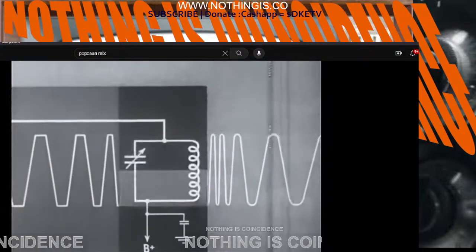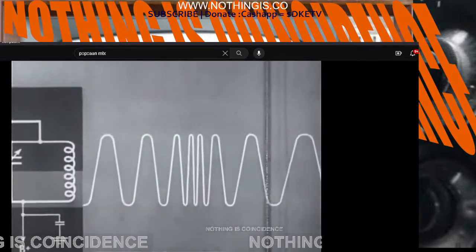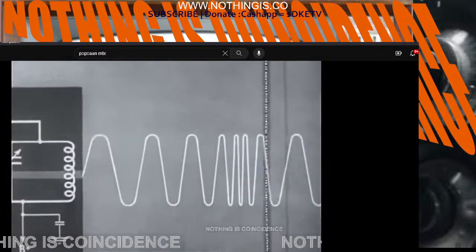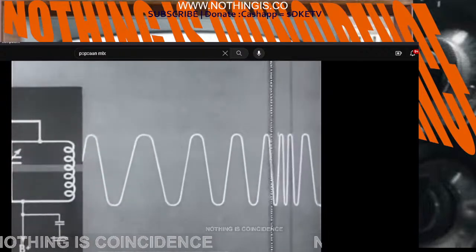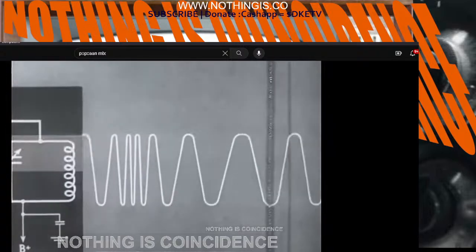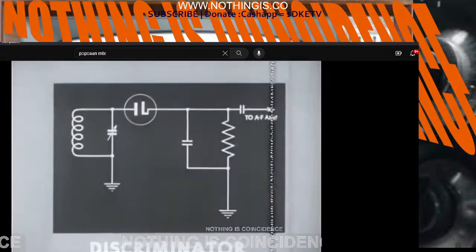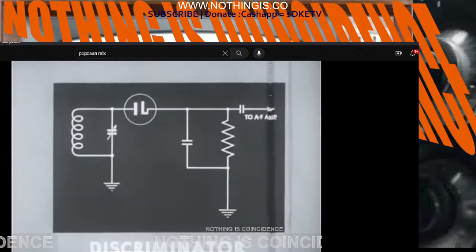So the wave that leaves the limiter will look like this. And that's it. Now the wave is ready for the discriminator, the device that interprets these frequency variations as audio voltage variations. Now here's a simplified diagram of a discriminator.